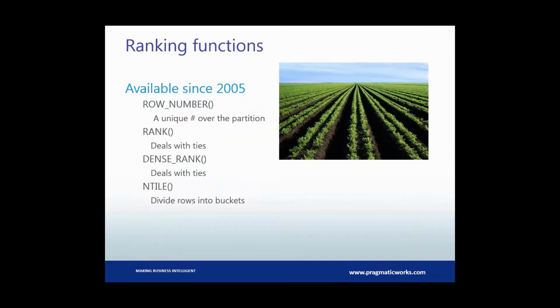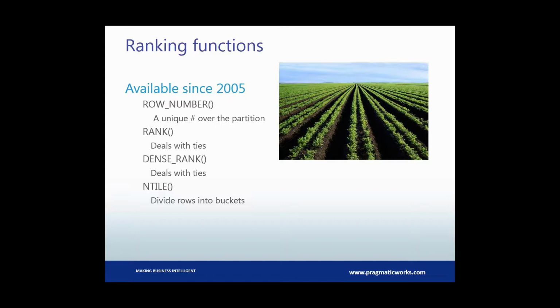The first group I want to talk about is the ranking functions. These have been available since 2005, and I suspect that probably the majority of you have at least used row number or have heard of row number. Row number provides a unique number over the window or over the partitions.